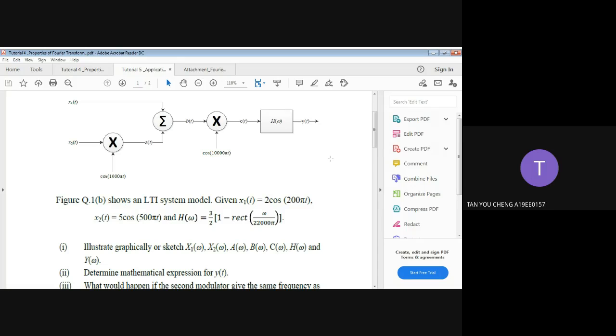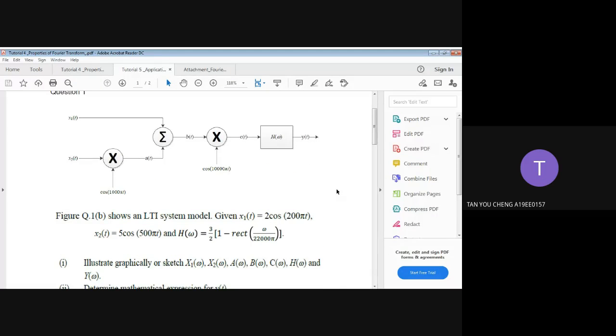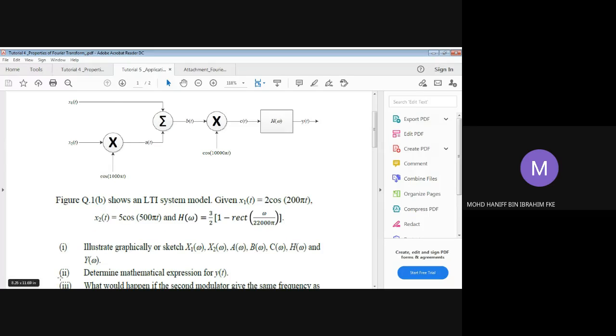Question 1, Doctor. Okay, to be exact, which part of the questions? Number 2, is it? Okay, number 2. Before you can answer number 2, you have to answer number 1 first. That's the problem. So I have to do this all the way from X1(omega), X2(omega), up to Y(omega). Then only you can find the y(t), because you need to find the Y(omega) first.